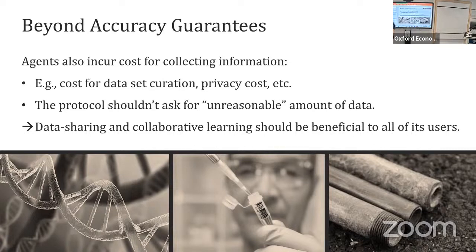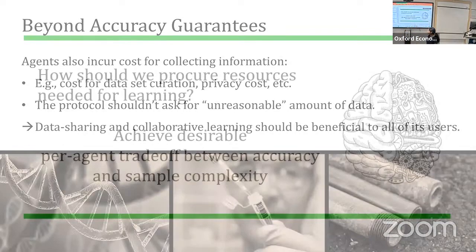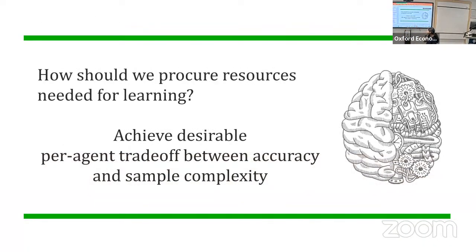And so what we want is that the protocol not only provides high quality per group types of performance, but also has a reasonable burden of samples being shared across the different groups. And what you want is to make sure that you're never asking for something that is an undesirable trade-off for an agent between their performance and the cost.